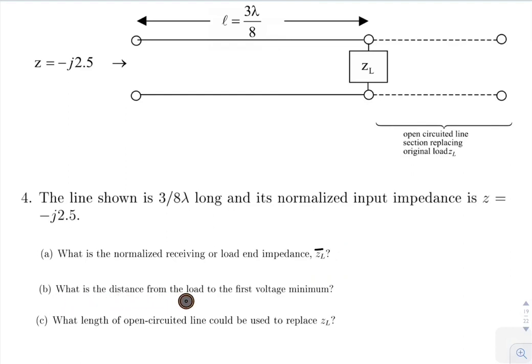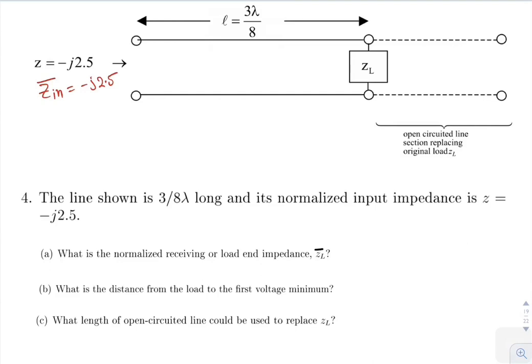What is the distance from the load to the first voltage minimum? What length of open circuited line could be used to replace ZL? This is an interesting question. If I remove this load impedance, what should be the length of an open circuited transmission line that I have to place here to replace this ZL without disturbing the voltage and current waveforms on this transmission line? Given the normalized input impedance equal to minus j 2.5.